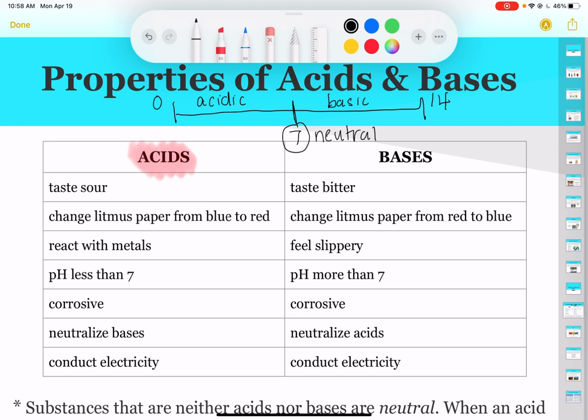Acids neutralize bases. So let's say I had a base and it was in this range, and I wanted to bring it closer to this range, then I would add an acid to it. If we add those two together, they'll sort of cancel each other out and get closer to that neutral zone. So if we have a base and we want it to be more neutral, we add an acid. If we have an acid and we want it to be more neutral, we add a base. Okay?